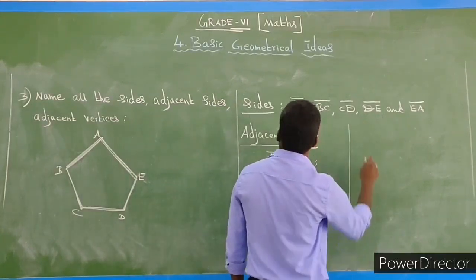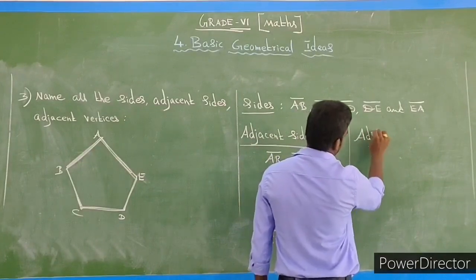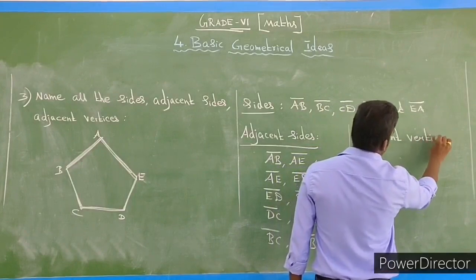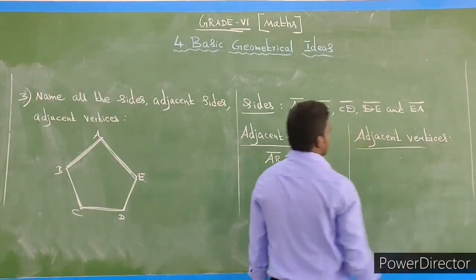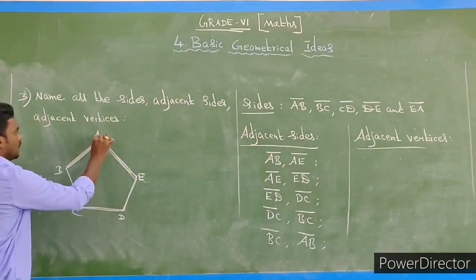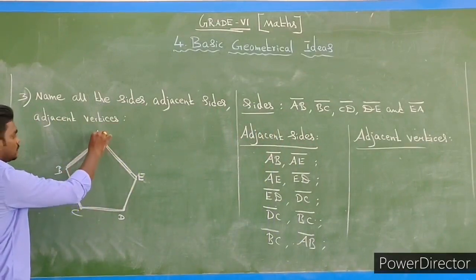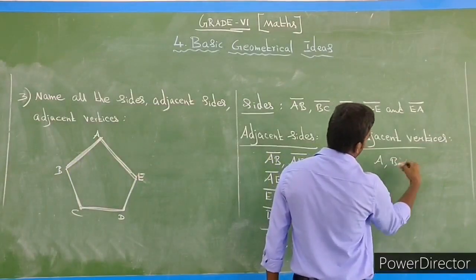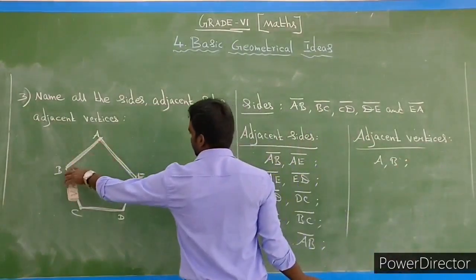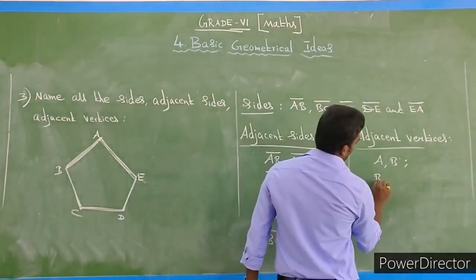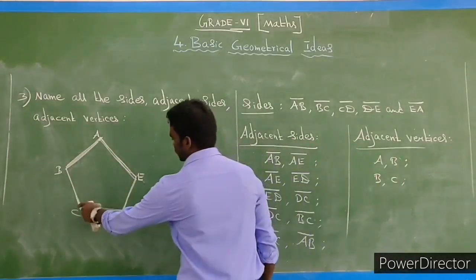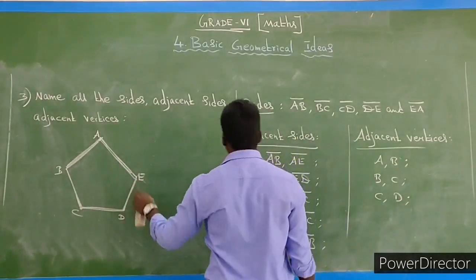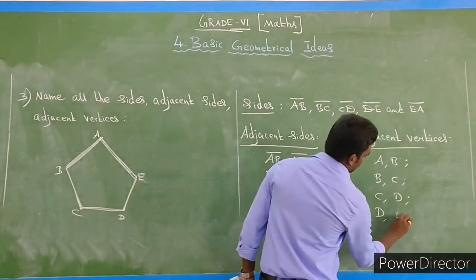Next we want to find the adjacent vertices. What are the adjacent vertices here? Adjacent vertices means points lying on the same line. So A and B are adjacent vertices. Next B and C are adjacent vertices. Next one is C and D. What is next one? D and E.